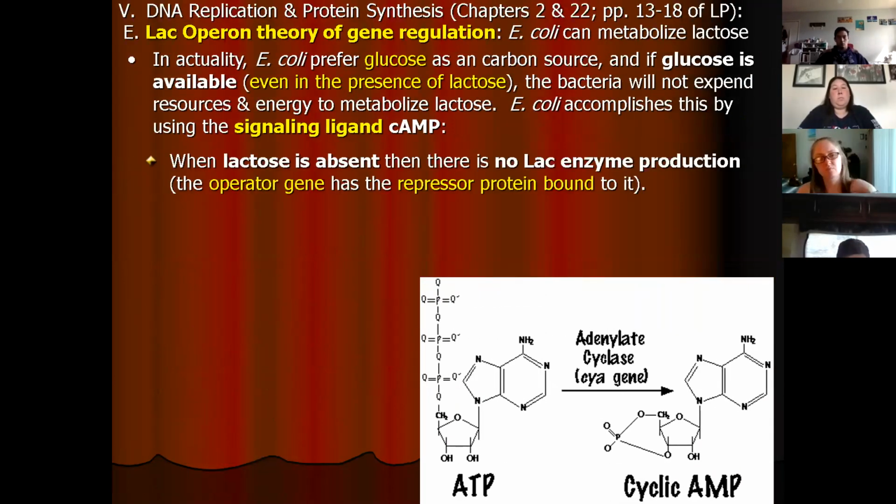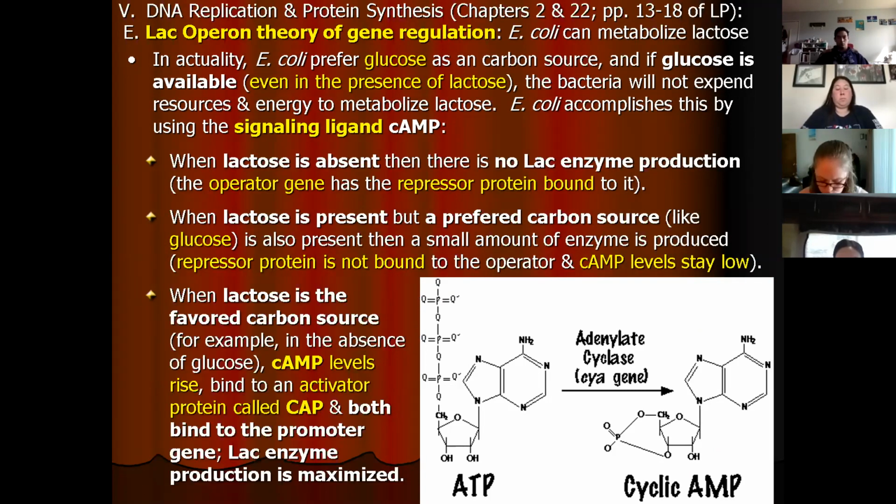Okay. Now I do need you to know this slide too, though. So you just need to know that the lac operon is an example of repression, negative control.